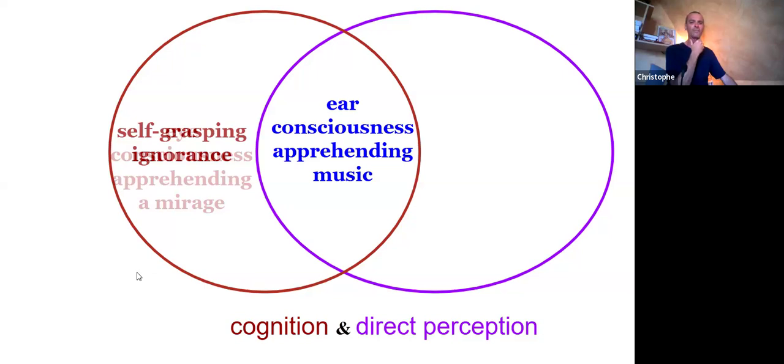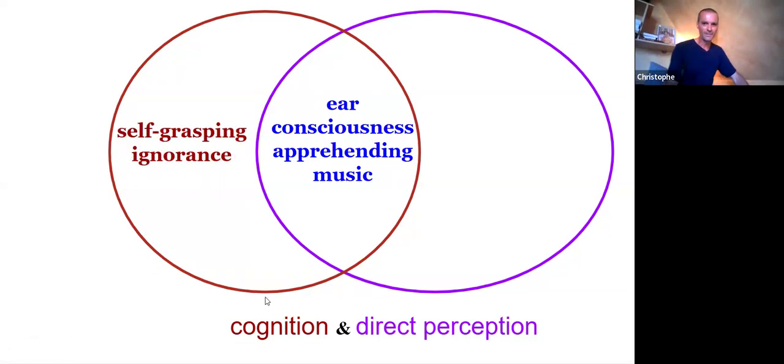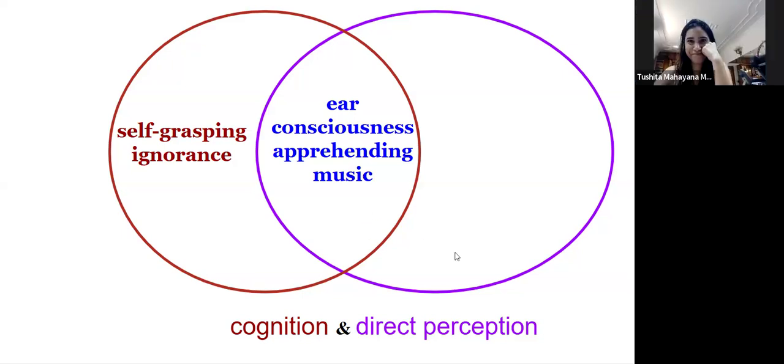I said, for instance, self-grasping ignorance. Yeah, that works as well, because it's a wrong thought consciousness. Very good. But the thought consciousness apprehending a banana is not as dangerous as the self-grasping ignorance, but still, it is not a direct perception.